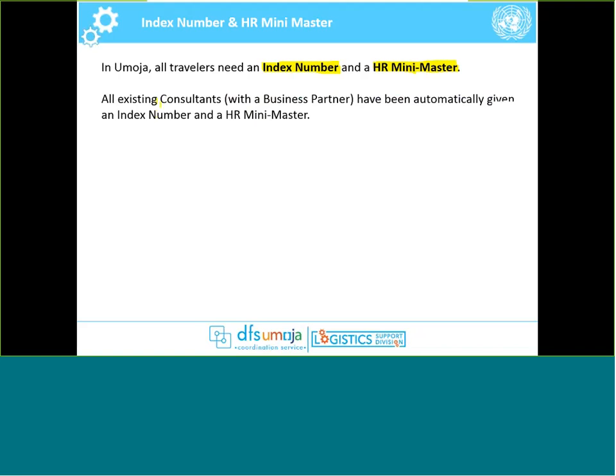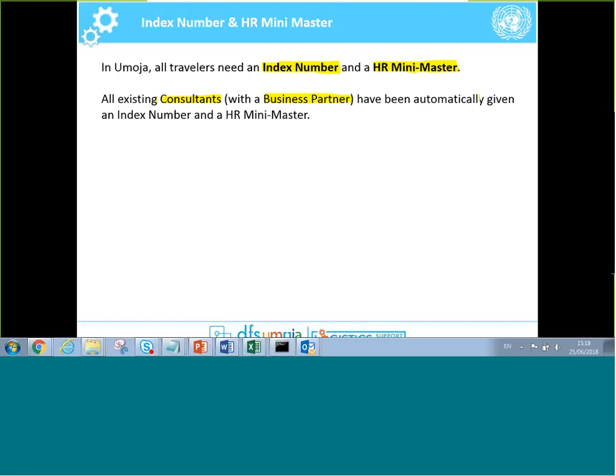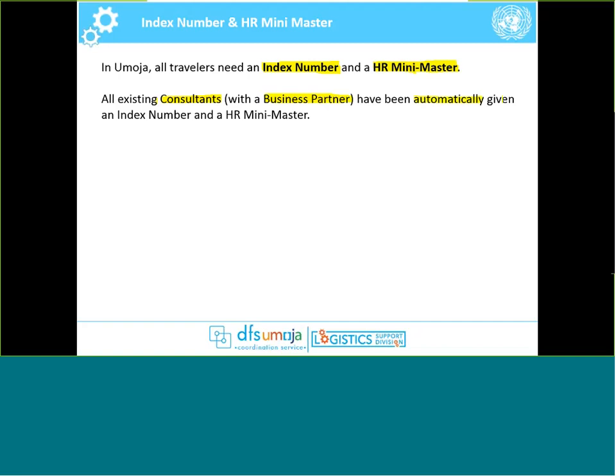All right. So as part of this implementation, all consultants have been migrated into the index number and HR profile, meaning that if your mission already had some consultants active, meaning that you as a mission were paying that consultant, they already had a business partner in Umoja, and that means that they were already an active business partner. So all these active business partners have been automatically given an index number and an HR mini master.